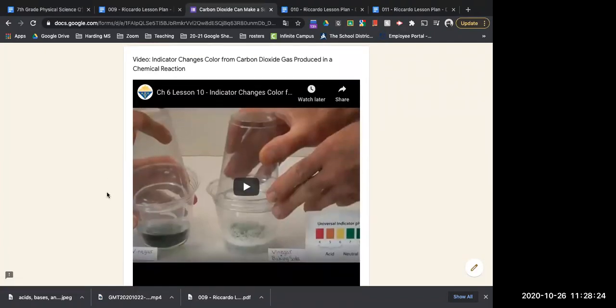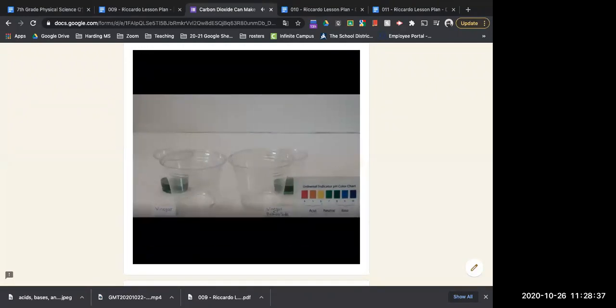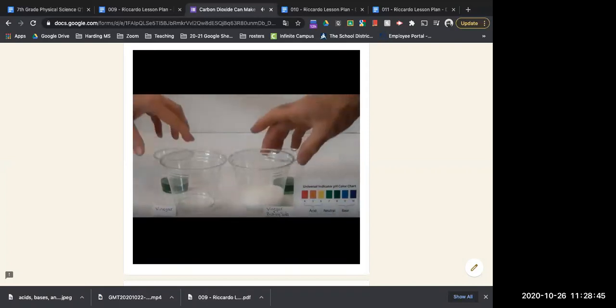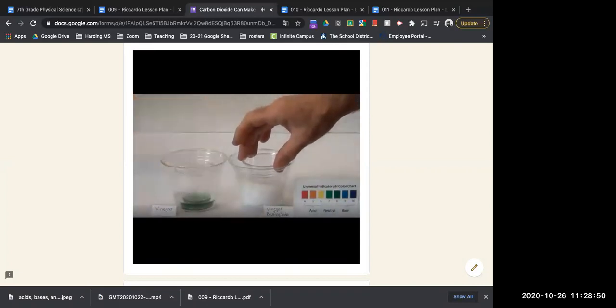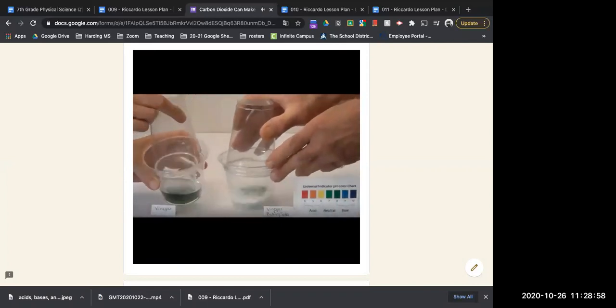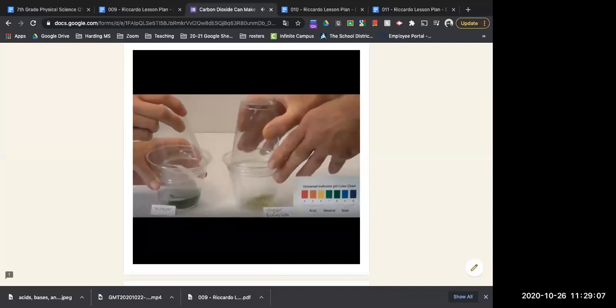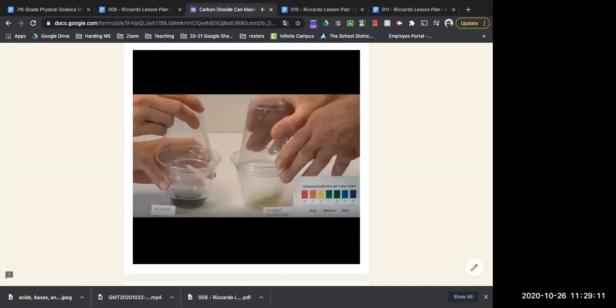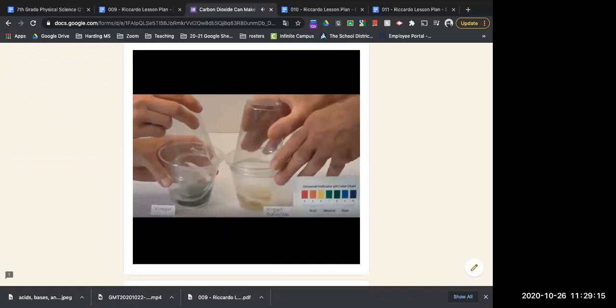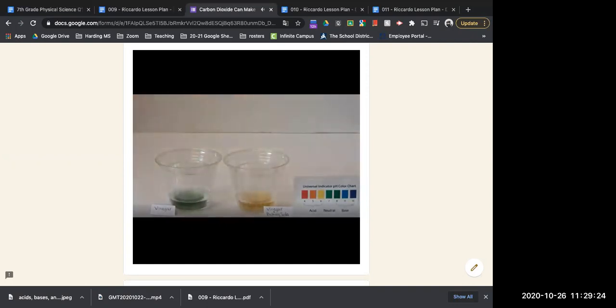So the next video, the indicator changes colors from carbon dioxide gas produced in a chemical reaction. Let's take a look. All right. It's only a minute. That's an easy one.